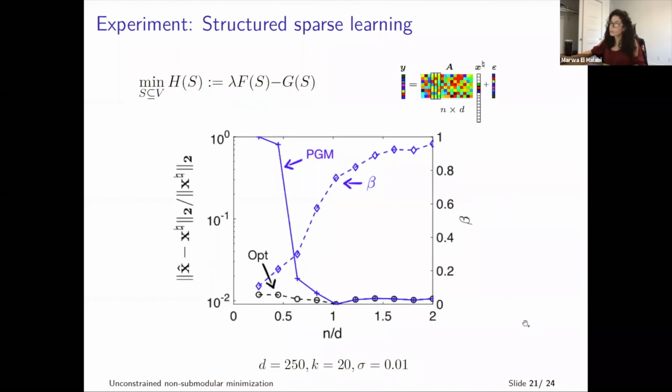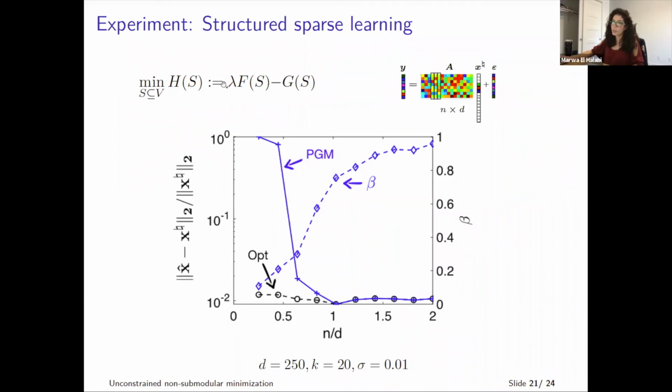Okay. So I'm showing here the results for running the proximal gradient method compared to solving this optimization problem by brute force, just going over all possible sets and finding the solution. I'm plotting here on the x-axis the ratio between the number of measurements n and the dimension d, and the y-axis is the estimation error, so how well we're actually approximating the true parameter vector. As you can see, as the number of measurements increases, the proximal gradient method is doing better and better, and eventually matching the performance of solving this problem via brute force.